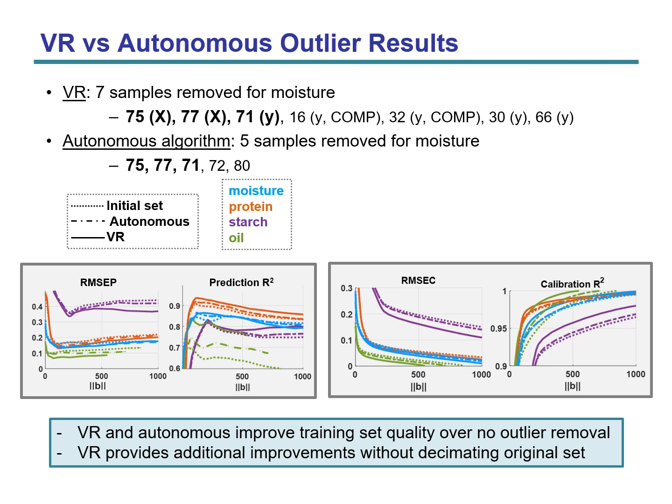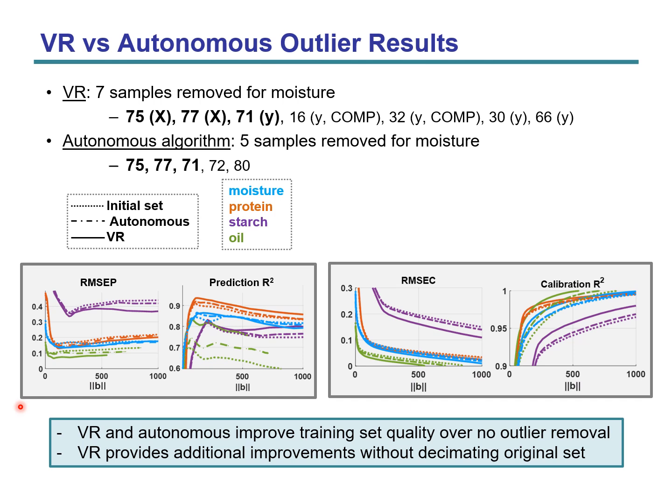Here's how we did. We removed 7 samples from the 80 with regard to the moisture content. And you can see the first 3 samples, 75, 77, and 71, are the same first 3 samples removed by the autonomous algorithm. It only removed 5 samples, and after that we do deviate. And so down here are the prediction error and the root mean square of calibration errors relative to the norm of the PLS latent variable models. And so we can see what the trends are.